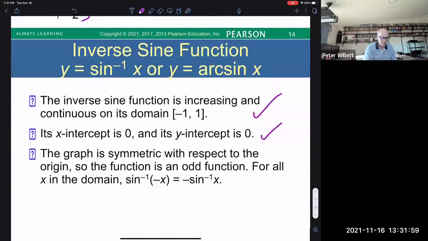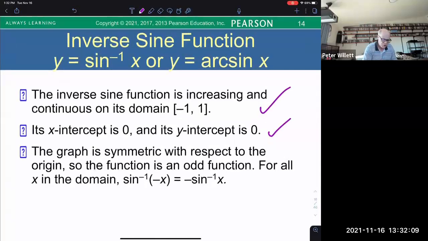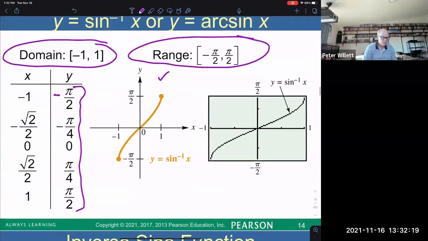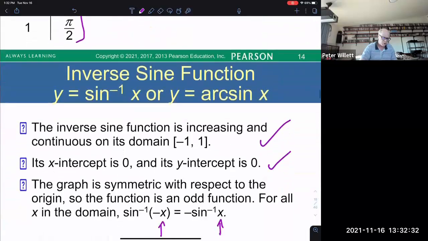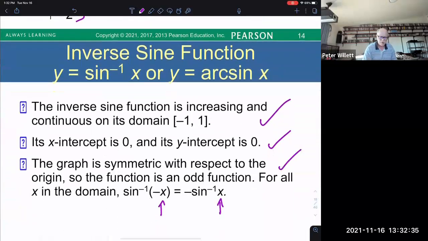So it points out the graph is symmetric with respect to the origin, and that algebraically means that if I change the sign of the angle, or I shouldn't say angle at this point because it's not an input, if I change the sign of the input and I put in a negative x instead of a positive x, you get the opposite as if you had put in the positive x. We can see this on the table. If I put in a -1, I get negative pi over 2. If I switch that to a positive 1, I get positive pi over 2. And this was true about the sine function itself. The sine function is symmetric with respect to the origin, and so is the inverse sine function.